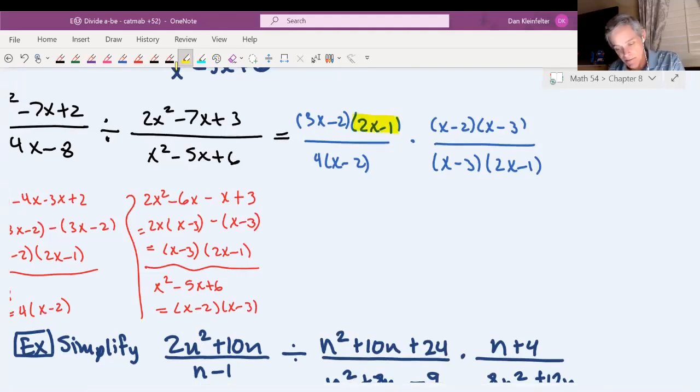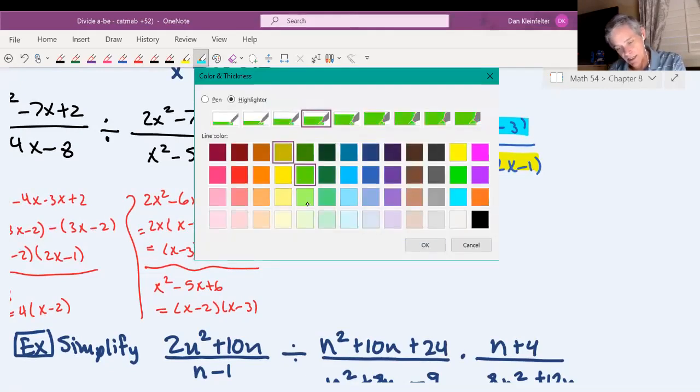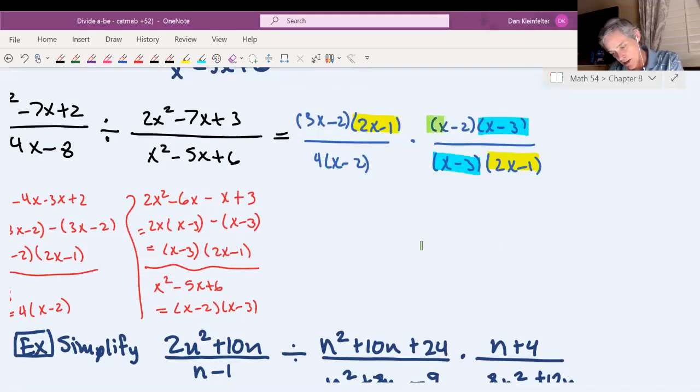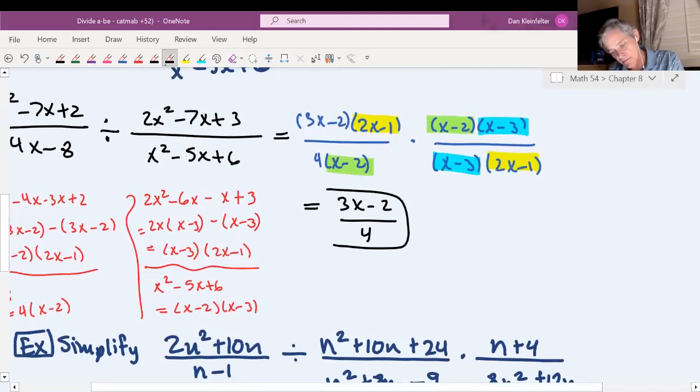So I can see a couple of 2x minus 1s that can be divided away. I can see a couple of x minus 3s that can be divided out. And it looks like we also get an x minus 2. So that's pretty great. We don't always get so much stuff. So x minus 2's divide out. So all that's left is a 3x minus 2 in the numerator and just a 4 in the denominator after all that.